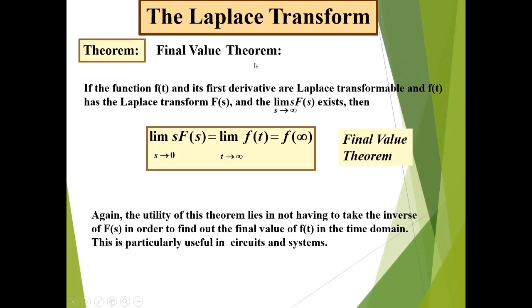Then the final value theorem. Because it's the final value theorem, it's f of infinity. If the function f of t and its derivative are Laplace transformable, and f of t has the Laplace transform F of s, and the limit s tends to infinity of s into F of s exists, then limit s tends to 0 s into F of s equals limit t tends to infinity f of t, equal to f of infinity. So this is the final value theorem.